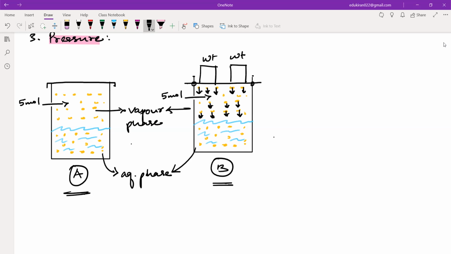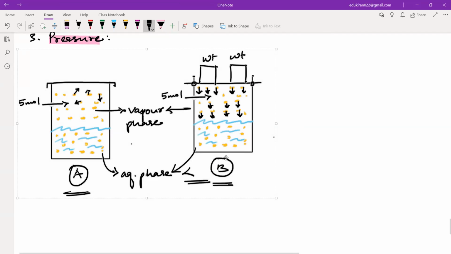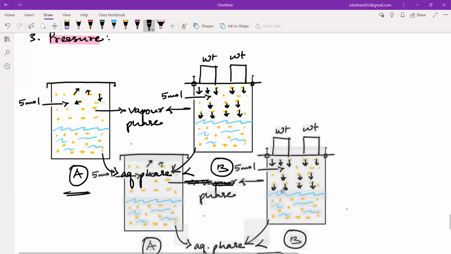Yes or no? Yes. But there is no such force here ना. यहाँ पे सब random है. Correct है? Yes. Right? So you can easily see that in the case of B, the amount of solute will be more, right? So we can say that solubility is directly proportional to the pressure, right? Yes or no? Solubility is directly proportional to pressure.